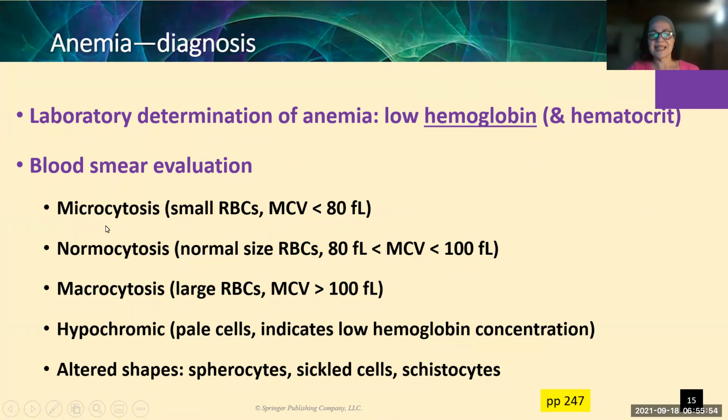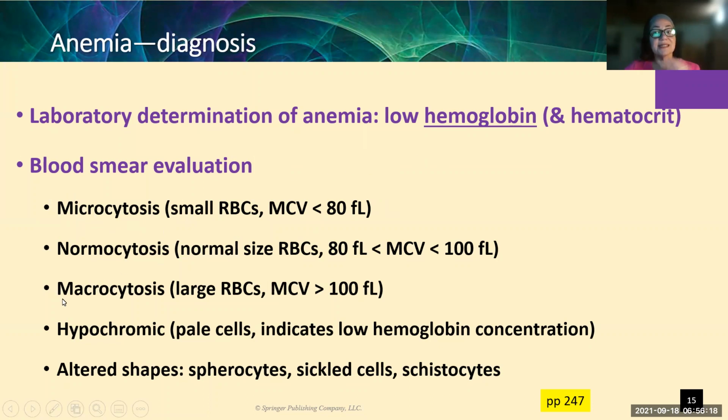So looking at the size of the cells, if they're microcytic, if they're small, that may give us certain indications, as I'll talk about shortly. If they're normocytic, they're the regular size, then the anemia may be resulting from something like we're losing the blood. The cells are being made fine, but then they're going away somehow.